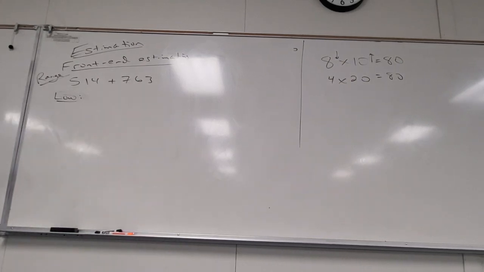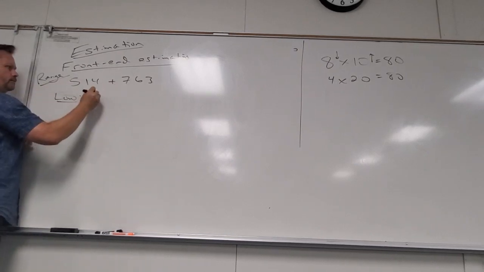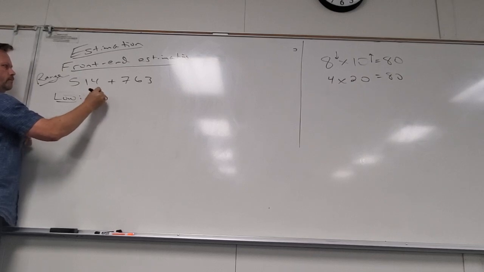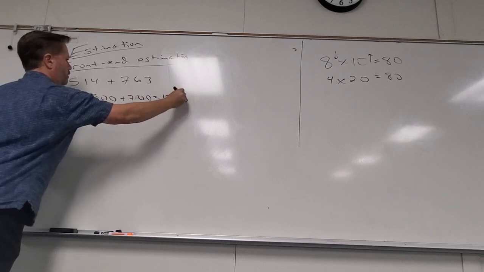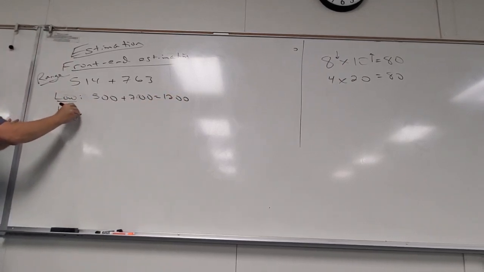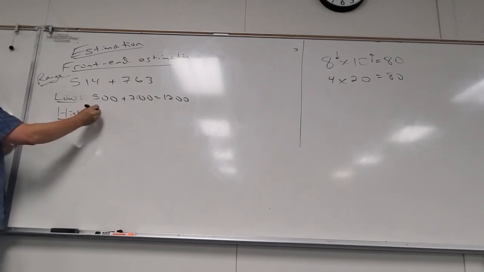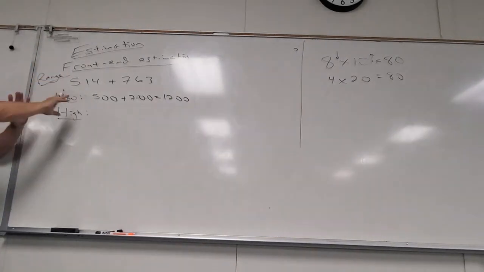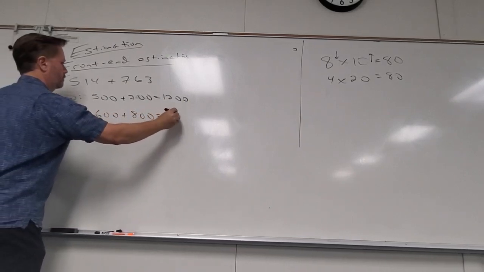If they just say find a range estimate, that's normally make the numbers as round as possible. They're not being very specific. You just make the numbers really round. So what would the low be? What would I make these? 500 and 700. So 1,200. And what would the high be? No, come on. Make it round, round, round. Crazy round. 600 plus 800, right?